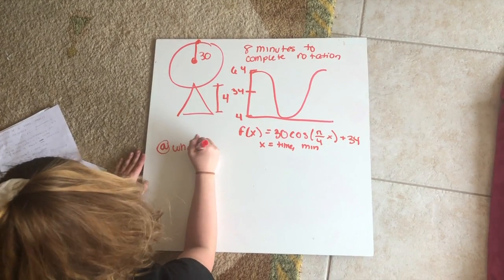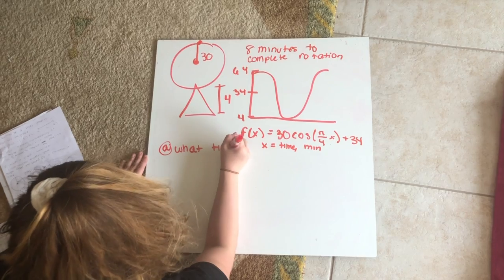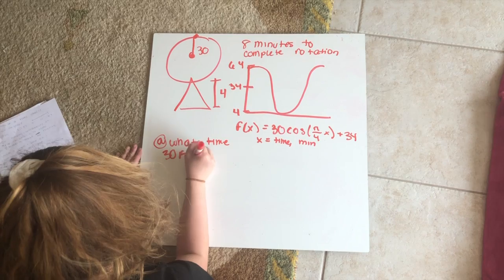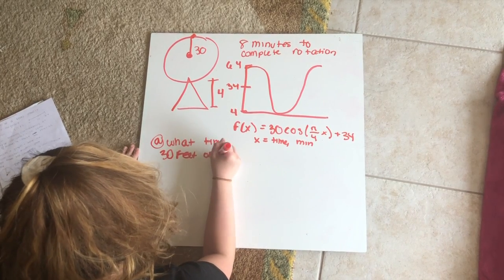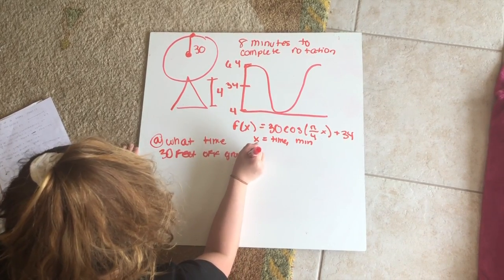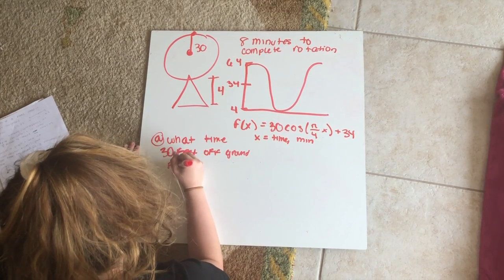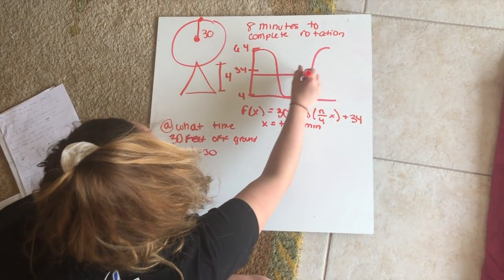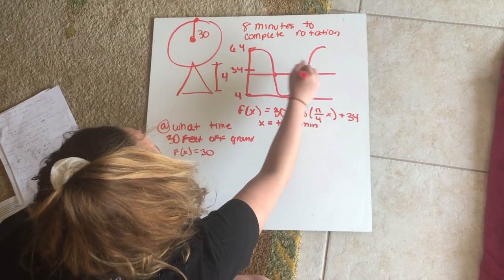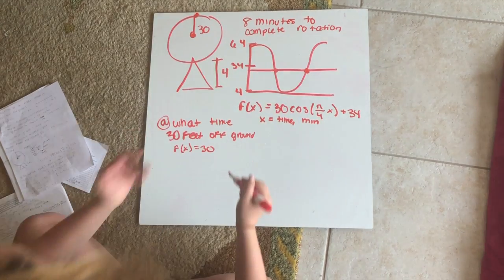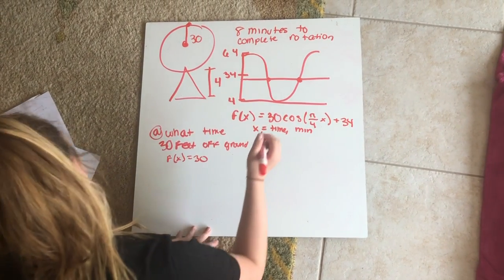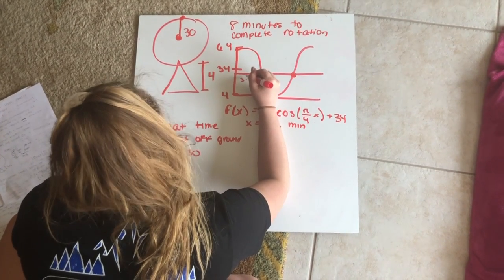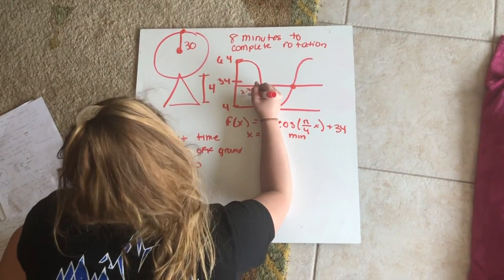So we are asked, at what time during the rotation are you 30 feet off the ground? This can be found through graphing y equals 30 onto the function of 30 cosine pi over 4x plus 34. You get (0.919, 30) and (3.793, 30). And these are the times in minutes. So 0.919 minutes and 3.79 minutes are when you are 30 feet above the ground, and in between those values as well.